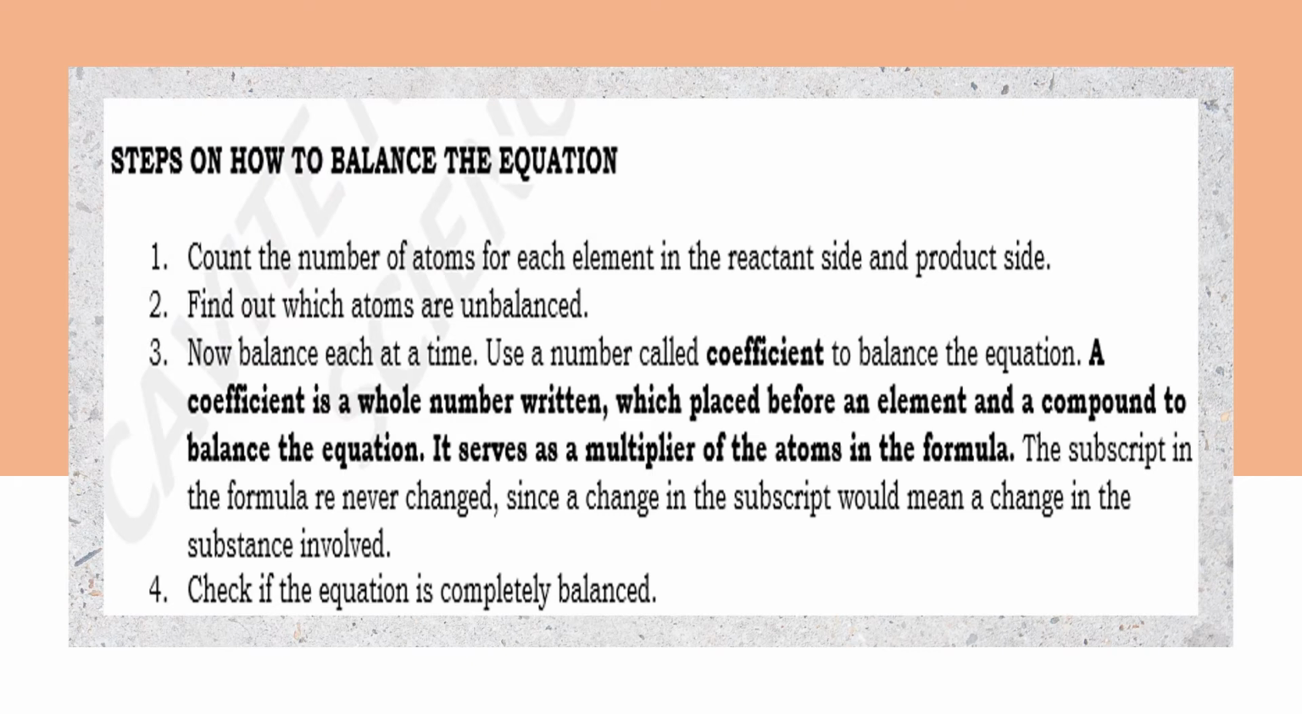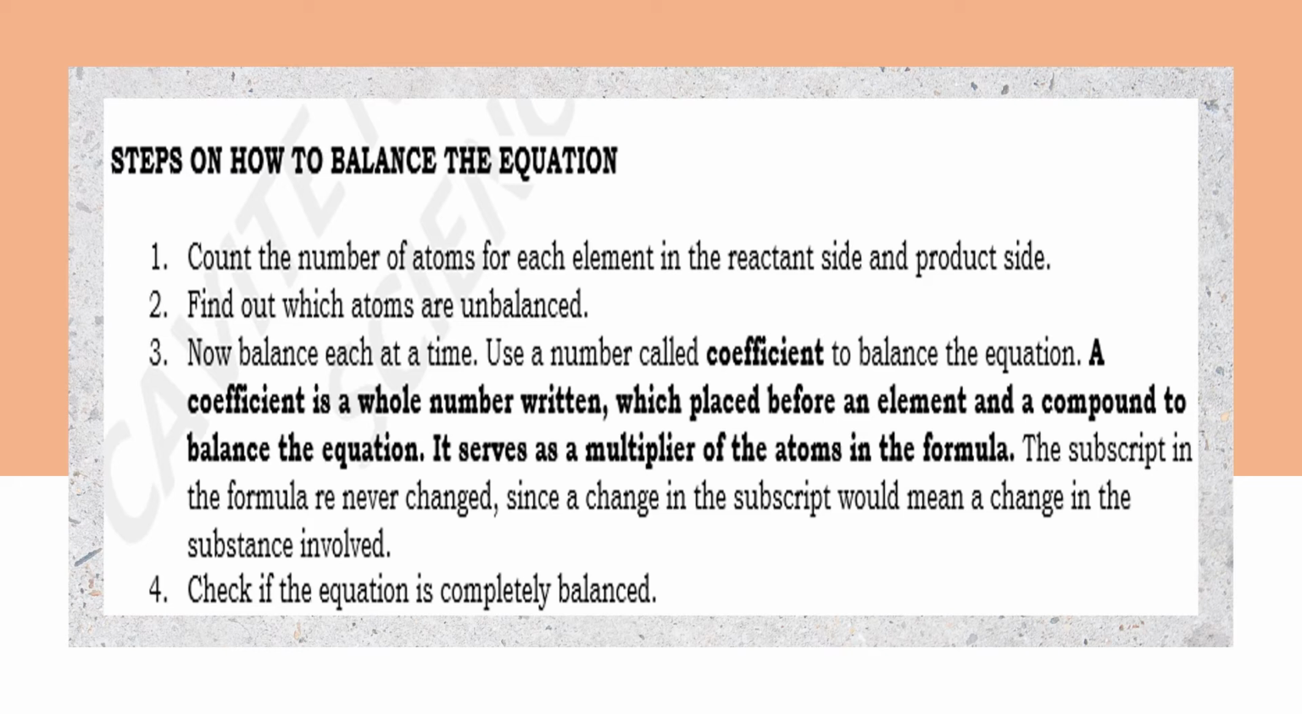Now let's move on to the steps on how to balance the equation. Step number 1 is to count the number of atoms of each element in the reactant side and in the product side. Check the chemical equation and identify the reactant and the product. Take note that the reactant is always written on the left side and the product is always written on the right side. Number 2 is to find out which atoms are unbalanced.